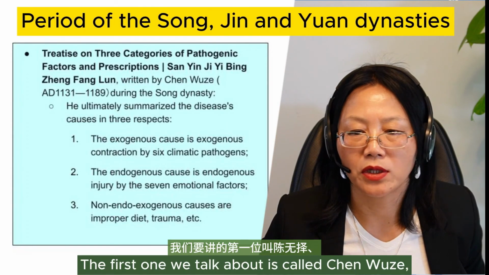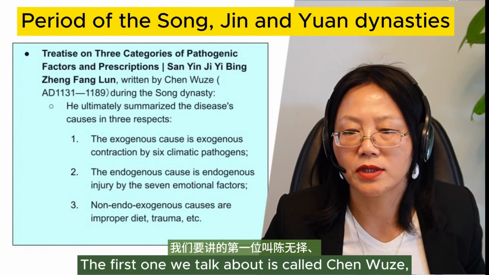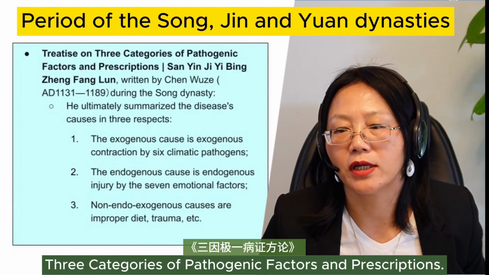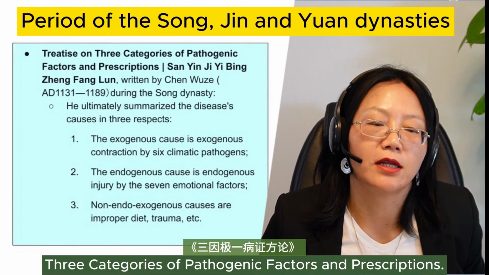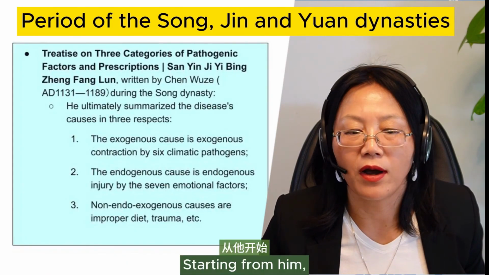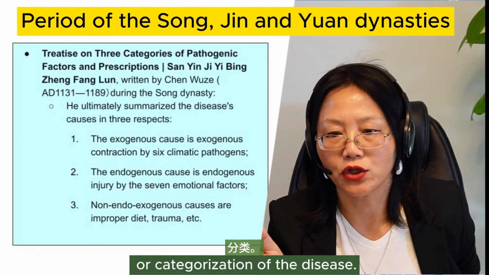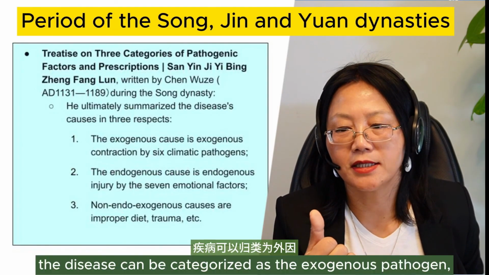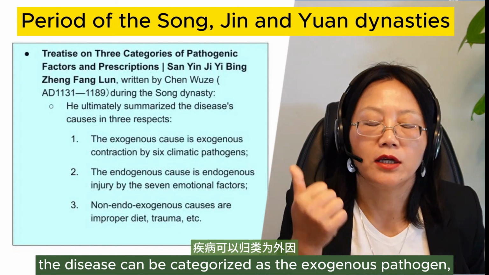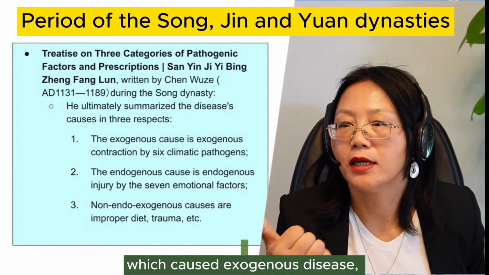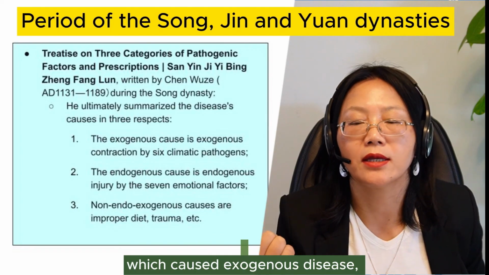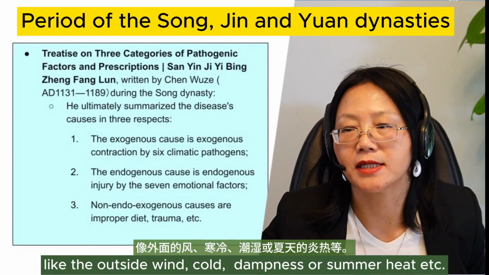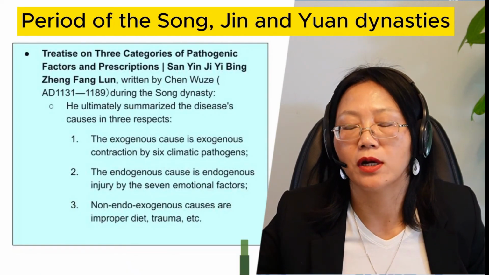So the first one we're talking about is called Chen Wuzhe. He wrote a book called Treatise on 3 Categories of Pathogenic Factors and Prescriptions. Starting from him, there's classification or categorization of the disease. According to him, the disease can be categorized as exogenous pathogen, causing exogenous disease like the wind, cold, dampness, or summer heat, etc.